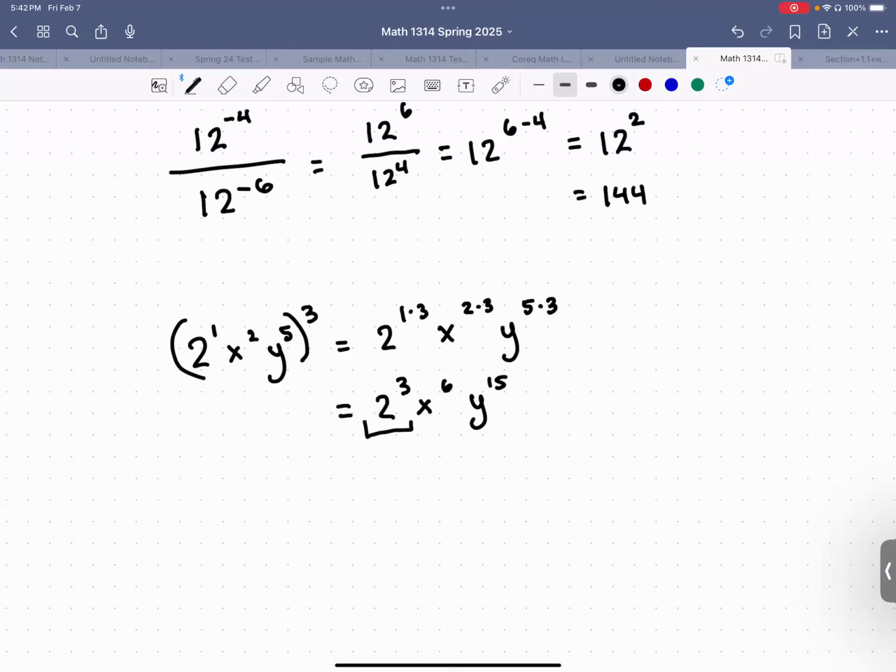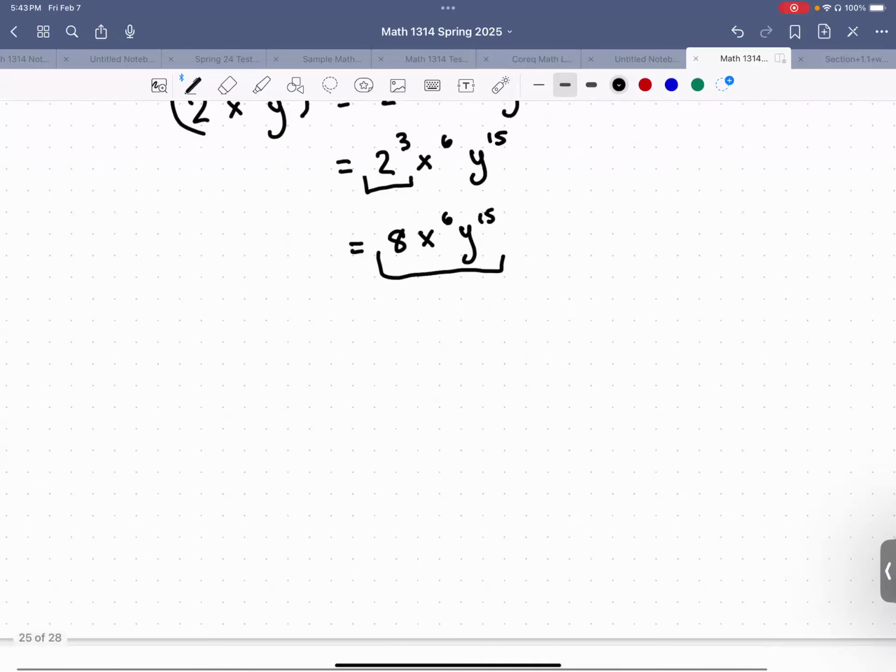If we have a numerical base, I did ask us to evaluate that. 2 to the third power, 2 times 2 is 4. 4 times 2 should give us 8. And so we would end up with this exponential expression, and that would be all that we could do to that particular exponential expression.